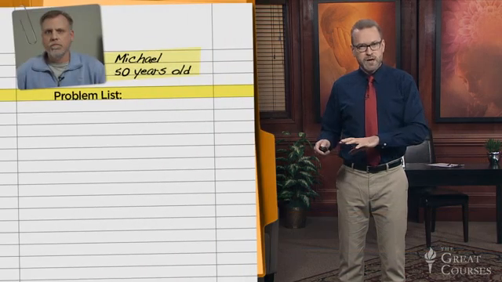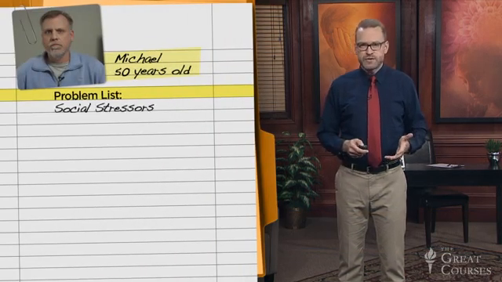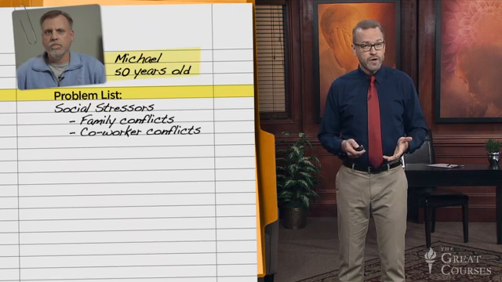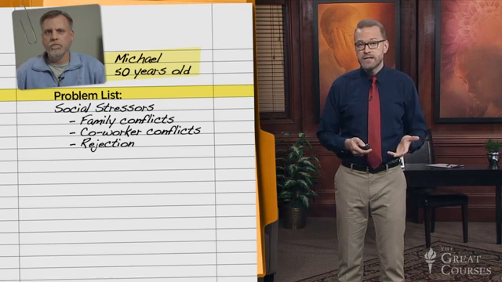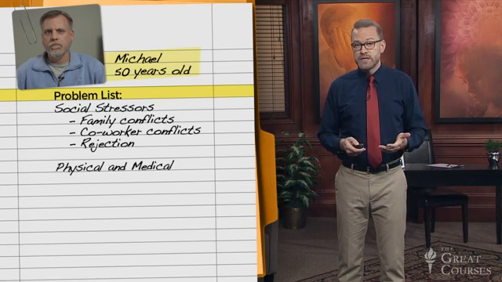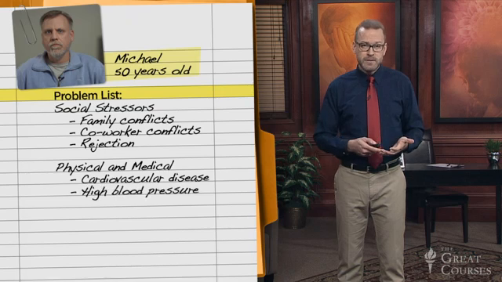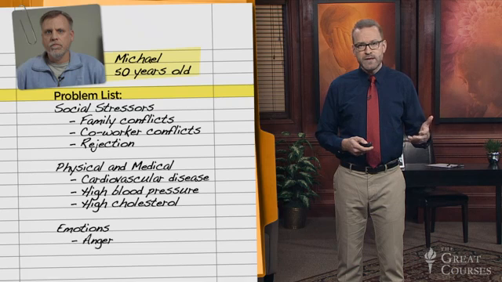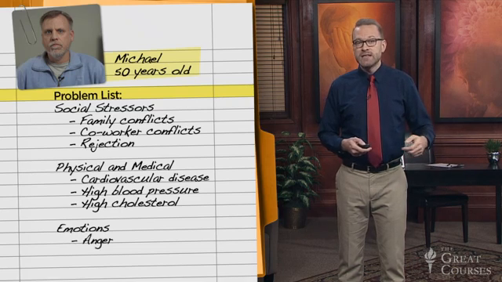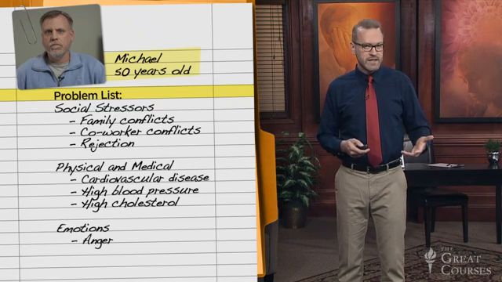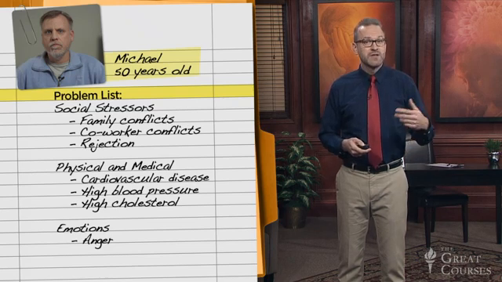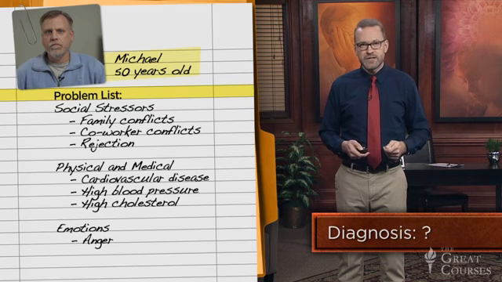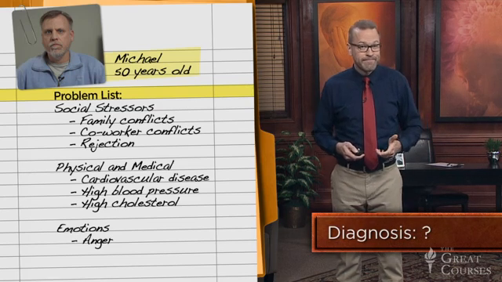Now, for Michael, his problem lists and diagnoses are different. His social stressors include conflict with both his son and his wife, conflict with coworkers, rejection from his friends and his neighbors. Physical and medical problems include his cardiovascular disease, his high blood pressure, his high cholesterol. We know emotionally he has a problem with rapid onset, intense anger, and he sometimes has difficulty in regulating his behavioral responses to his anger. And his diagnosis? Well, he doesn't have a psychiatric diagnosis, at least not yet.